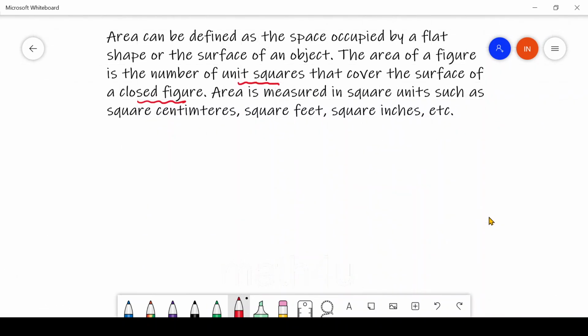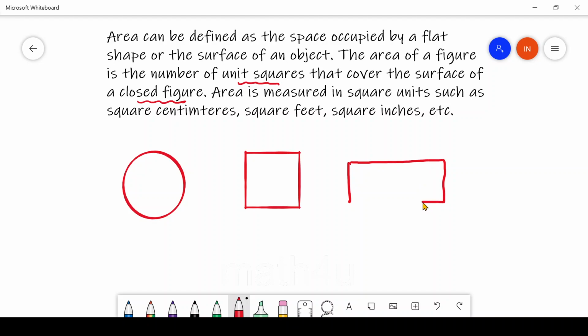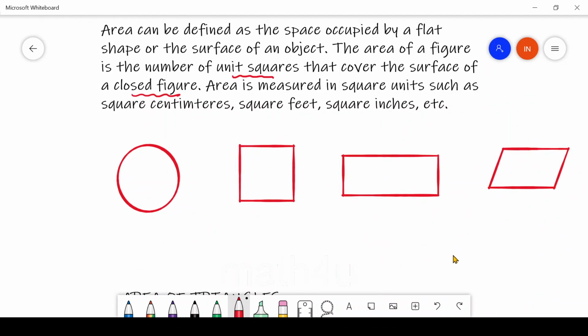You have already learned in previous classes how to find the area of figures. Let me give you some figures here: circle, square, then rectangle, then parallelogram, and one more figure, that is the trapezium. Here comes the trapezium. So let's see how we can find the area of these figures.